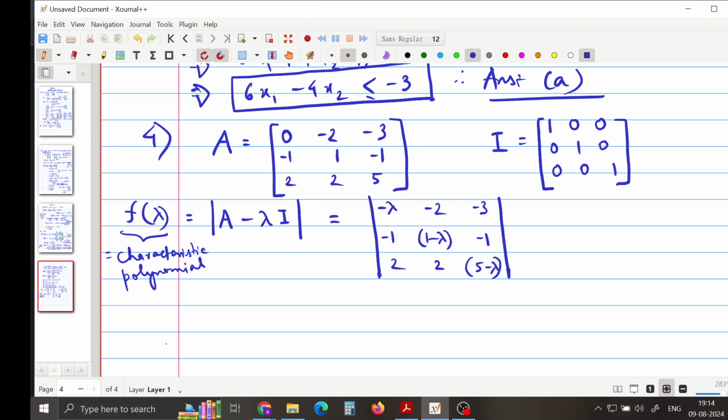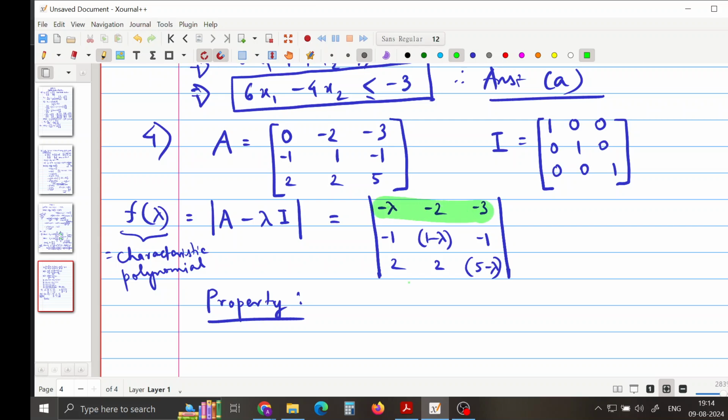And using a property of determinants... The property is that... Are you familiar with these things? Sorry, I want to use a different color. Okay.